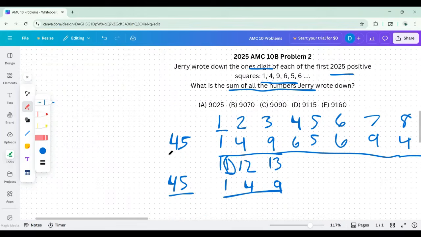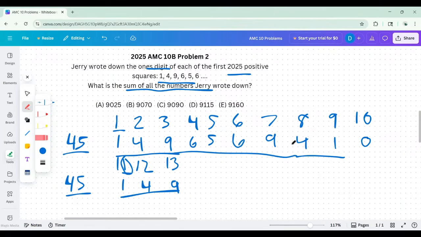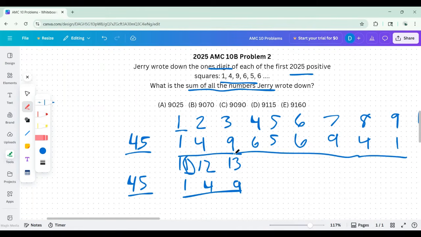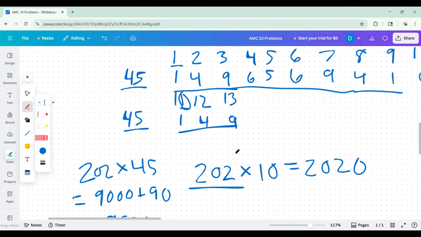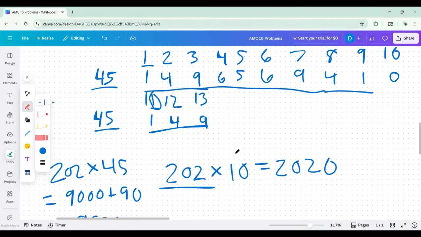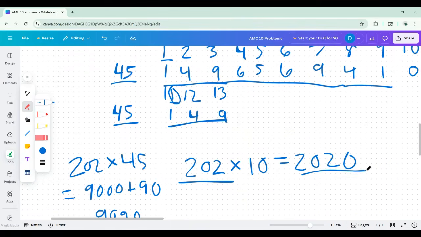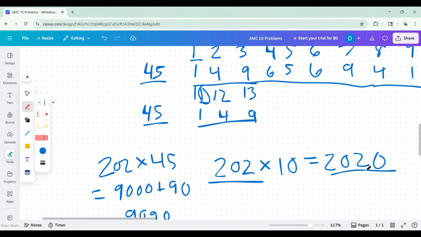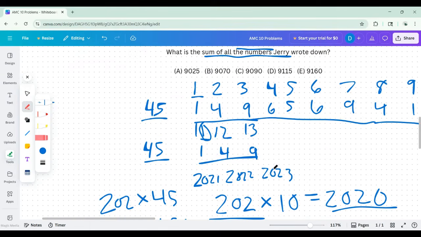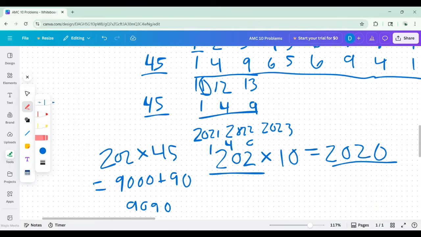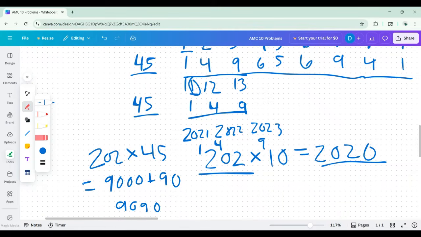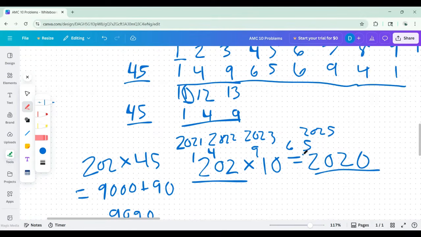Because again, we have a sum of 45 for each of these 10 numbers, which is one batch. We have 202 batches, so we multiply by 45 for all of these batches. So we have a sum of 9,090, but we aren't done there because we only counted 2020 numbers. And we can start the sequence over again. We have 2021, 2022, 2023, and they have units digits of 1, 4, 9, 6, and 5. So the 2025th term has a units digit of 5.